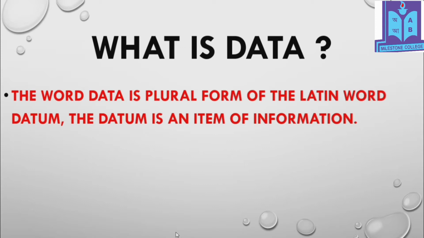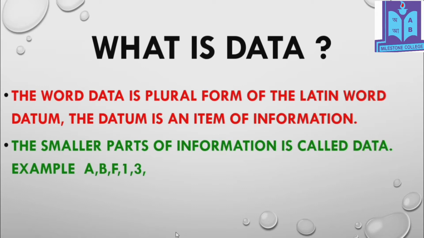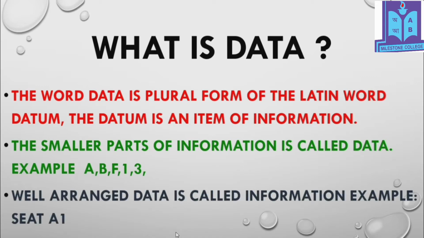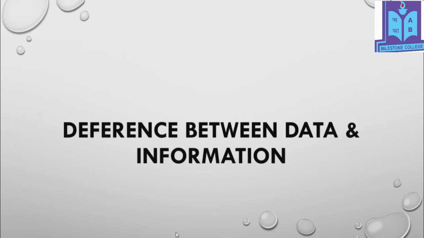The word data is the plural form of the Latin word datum. A datum is an item of information. So the smaller parts of information are called data, for example, ABF13. Well-arranged data is called information. So an example is seat A1. You see, this one is sorted and arranged, so you can tell it is information: my seat is A1. But with ABF13 you can't differentiate which one is data and which one is information.